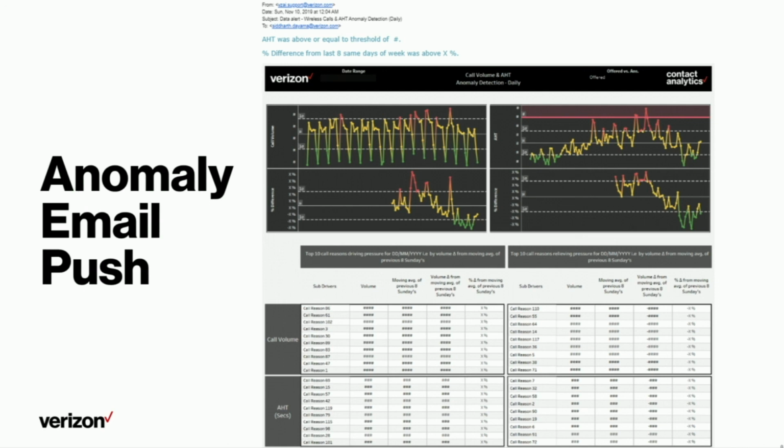So this is a good way for everyone in the customer service analytics teams to take stock of how our call volume and AHT is fluctuating on a daily, weekly basis.